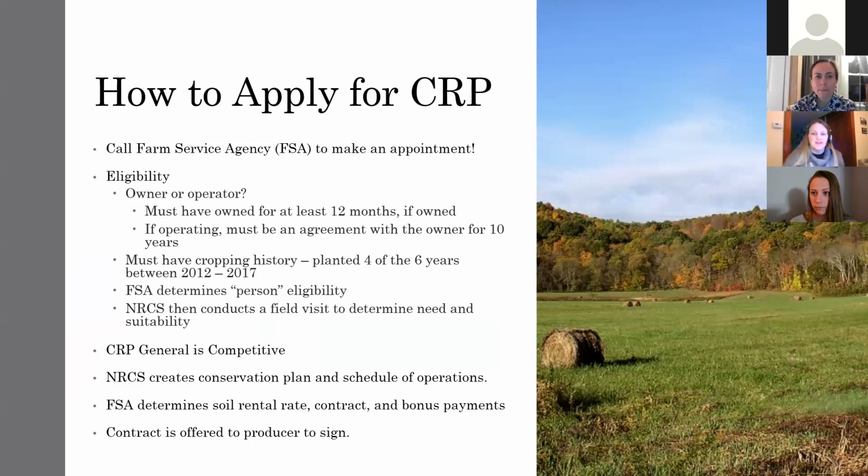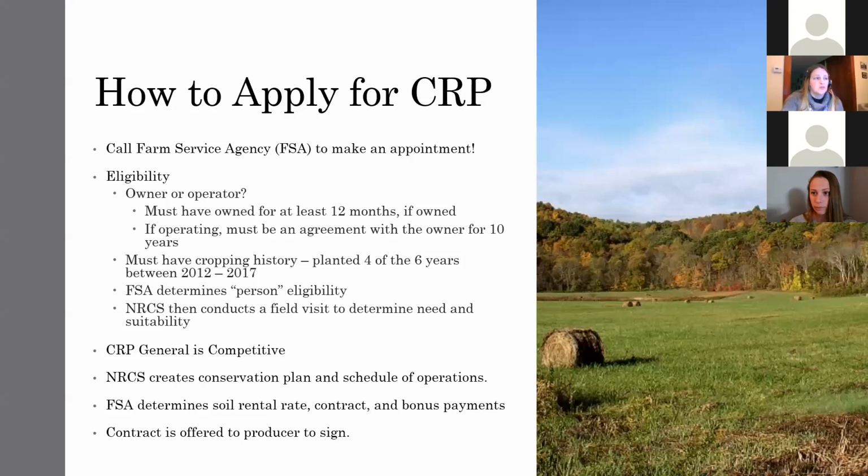Great, thank you, Abby. So if you are interested in possibly applying for CRP, the first thing that you need to do is to call your Farm Service Agency and set up an appointment with them. And then they are going to decide whether or not you're eligible for the program. They're going to look at your land and they're going to look at you as a producer or your LLC or whatever your entity may be, and they're going to determine whether or not you're eligible for the program.